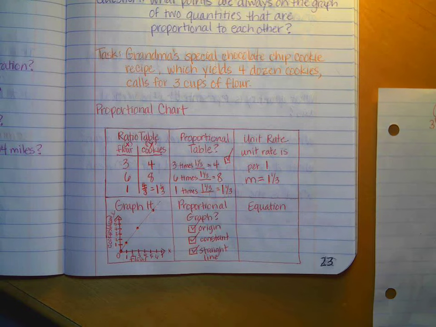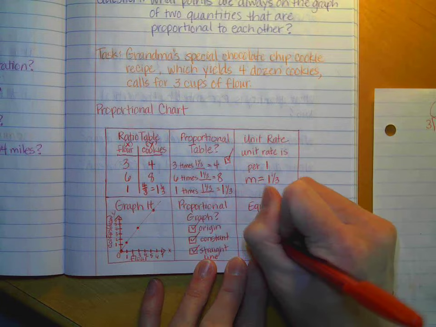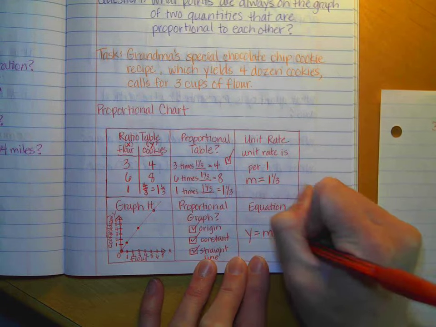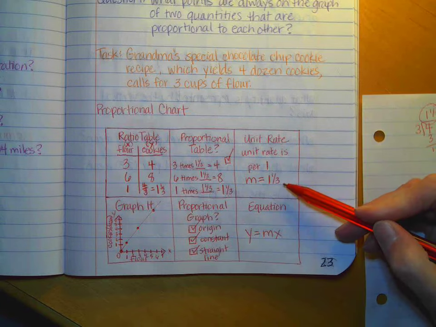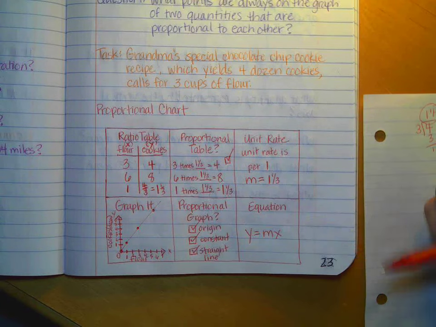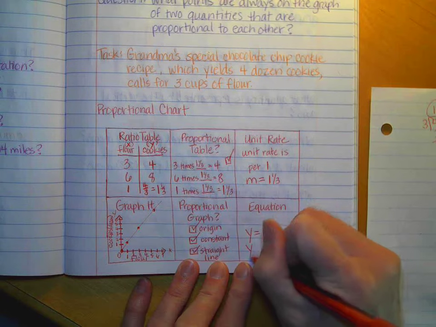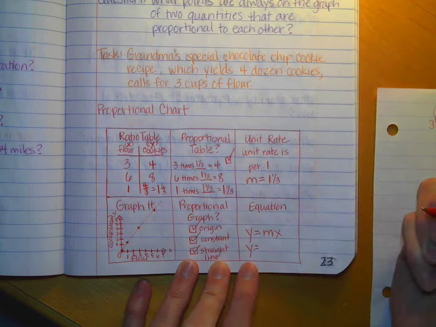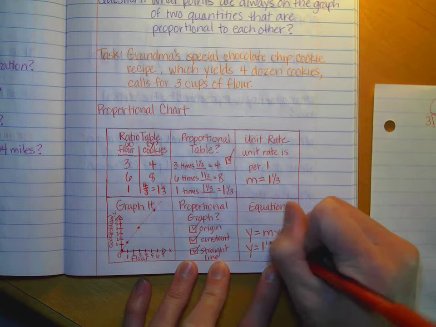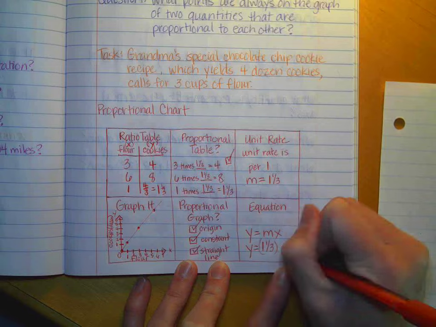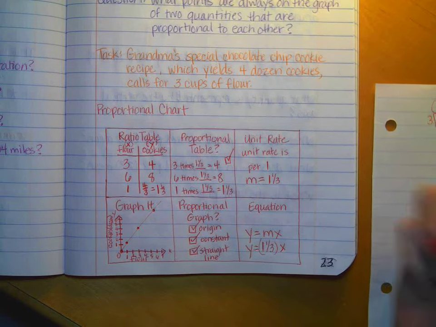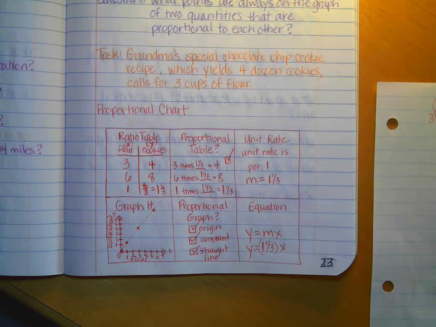All right, kiddos, so we're on the last section of the chart. And there's this really cool equation that I taught you in the last lesson. Who remembers it? That is right. Y equals M times X. Do you know what the M is? Yes, it's right there. So now we get to write an equation for this. So our equation for this specific chart about Grandma's special chocolate chip cookie recipe is Y equals 1 1/3 times any value of X. That's the equation that you have to write. And that's the whole chart, you guys. That's how easy it is.